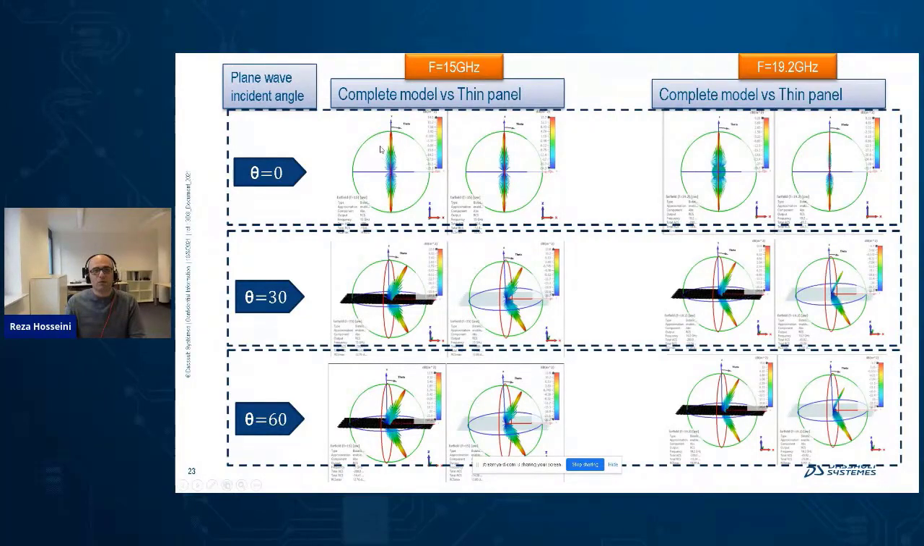And then it's always a comparison between the complete model, I mean the full geometry, versus SIMPanel, for different angles. For theta equal to 0, we can see that it's pretty much the same. We are in the notch band, and for theta equal to 30, still the same. And for theta equal to 60, the notch band more or less remains the same, but it's not the case when we go into the pass band. The reflections will be different in terms of value and also in terms of the side lobes, and the same for theta equal to 60 degrees.